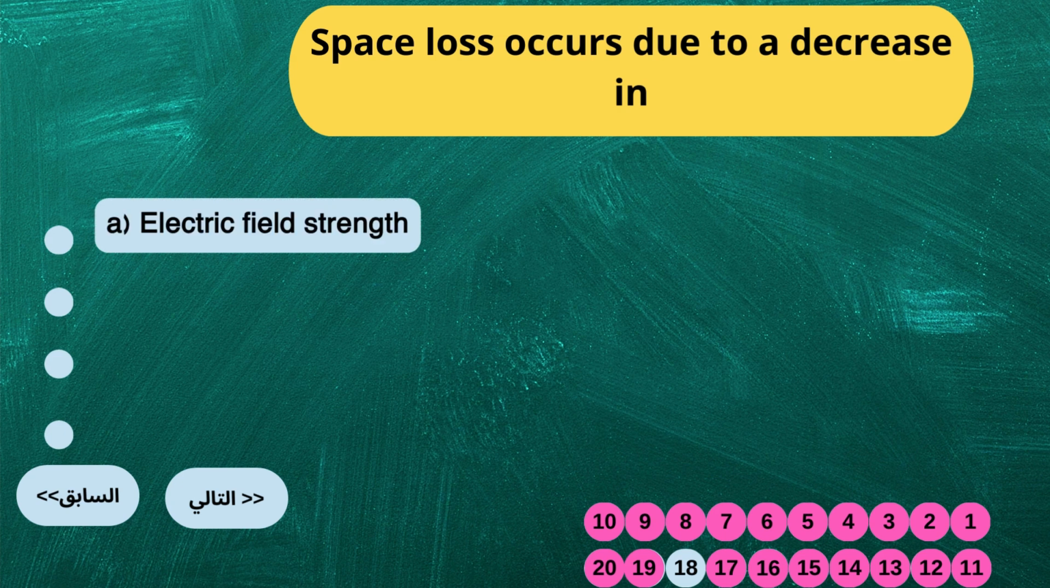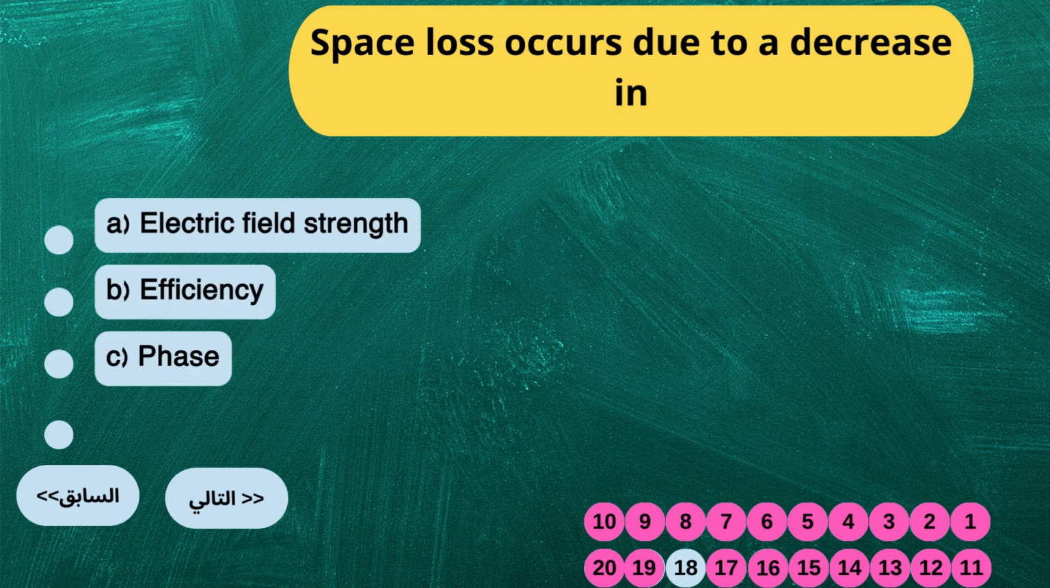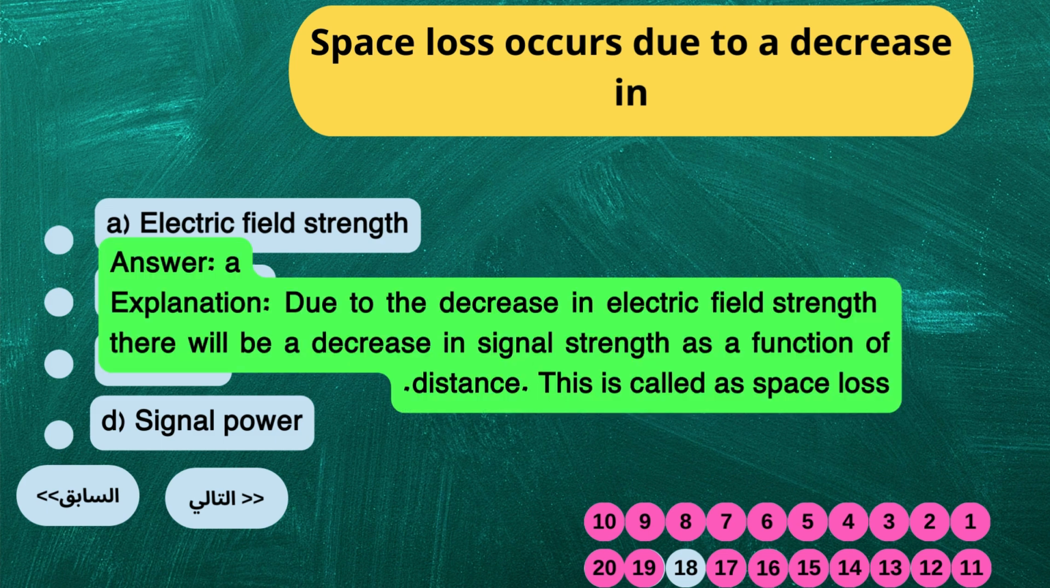Space loss occurs due to a decrease in A. electric field strength, B. efficiency, C. phase, D. signal power. Answer A. Explanation. Due to the decrease in electric field strength, there will be a decrease in signal strength as a function of distance. This is called as space loss.